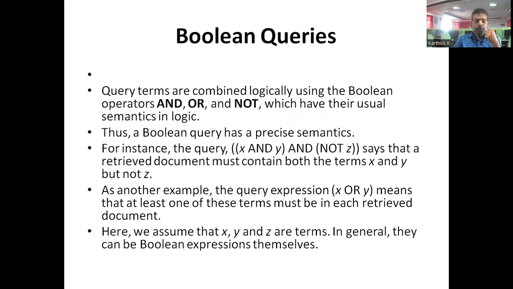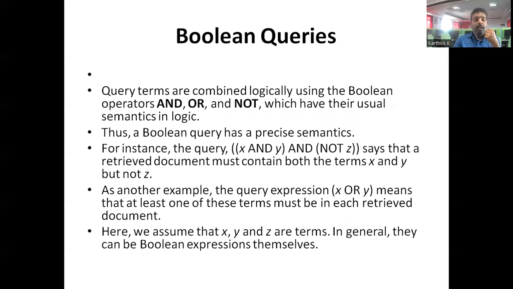That is, in the truth table, 1 into 1 equals 1. So if I'm giving any topic X and Y, all of them should be present in the document. Then only you will be able to retrieve that content. So we have to frame the query like that.